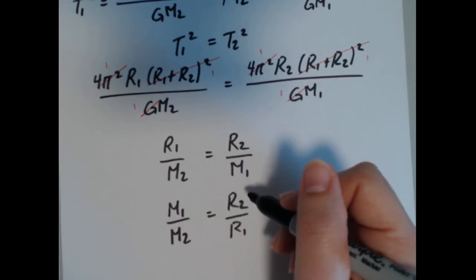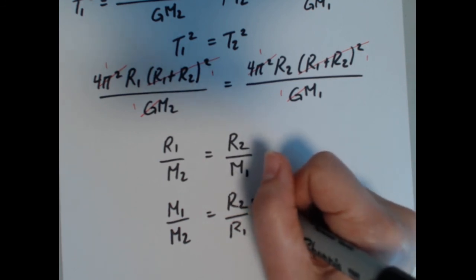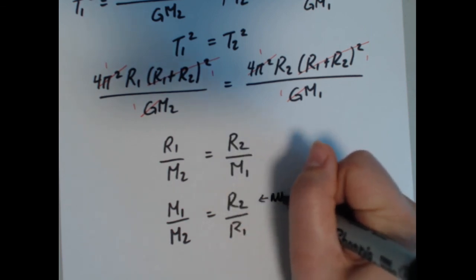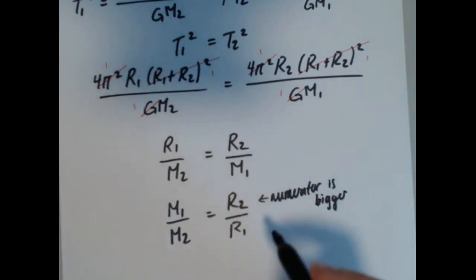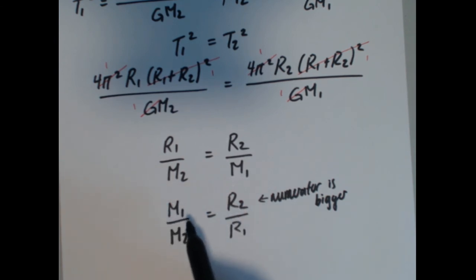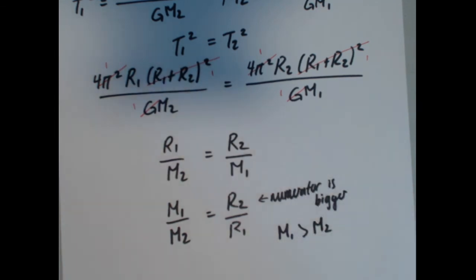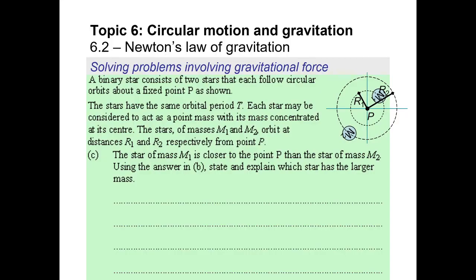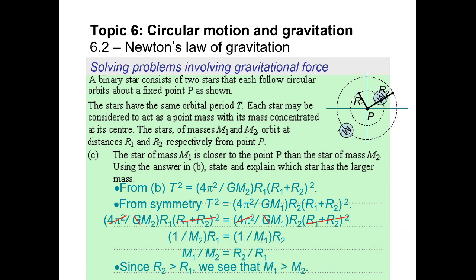Now what I know based on the picture and based on what I've already drawn too, is that radius 2 is bigger than radius 1. So the numerator is bigger than the denominator. Right? So if the numerator is bigger on the right, that means that the numerator's got to be bigger on the left as well. So that means M1 has to be bigger than M2. So M1 is greater than M2, and this is how we compare the masses. Hopefully that's okay. And again, the same answer is typed up here, so you can go through it.